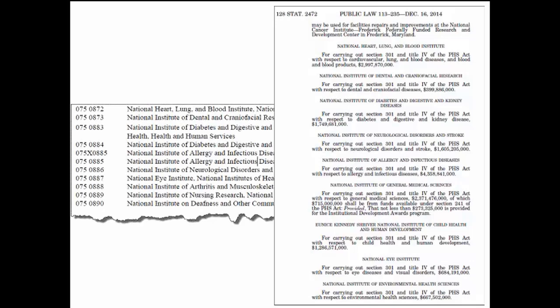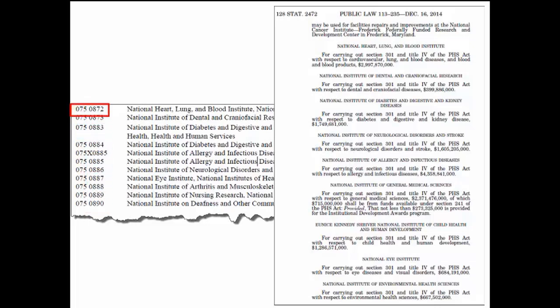Each of these accounts is identified with a Treasury account symbol. Treasury symbols for each appropriation account can be found in Treasury's Federal Account Symbols and Titles, or FAST book. Note that the account symbol is made up of a set of 7 digits. The first 3 digits, 075, identify the account as belonging to HHS. The last 4 digits have been assigned by Treasury to identify the unnumbered paragraphs on the screen.